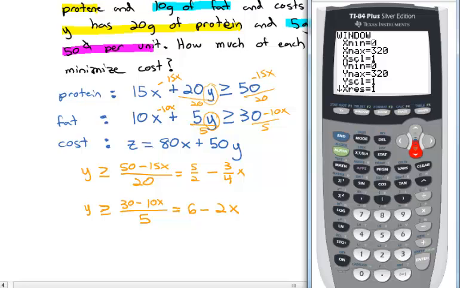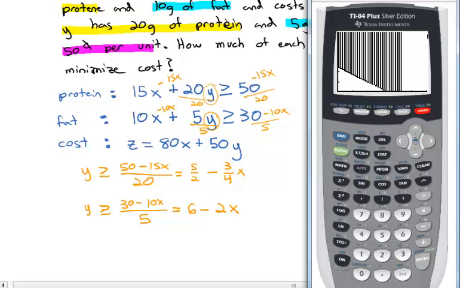We have a y-intercept of 5 halves or a y-intercept of 6. 6 is bigger than 5 halves. So we're going to pick our maximums, both x and y maximum. We're going to set them to 6. We might have to adjust them, but let's see. Here's the first one, graphing above. There's the second one, graphing above. And it looks like they intersect right near the end.